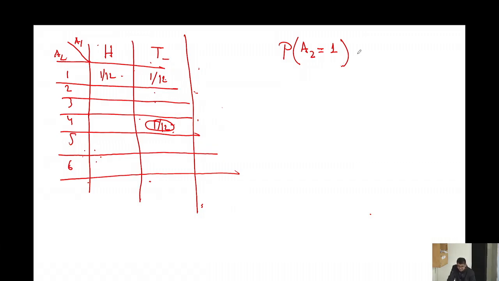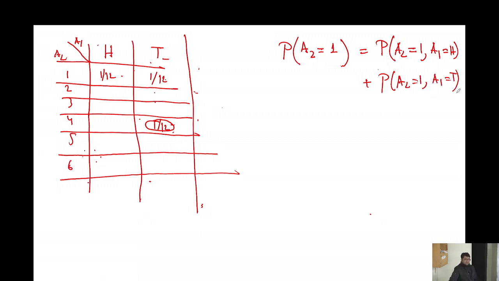From the sum law, this is equal to probability of A2 equal to 1, comma, A1 is equal to head, plus probability A2 equal to 1, comma, A1 is equal to tail, right? That is what the sum law is saying. Now, each of these right hand side quantities is equal to 1 by 12. 1 by 12 plus 1 by 12 is equal to 1 by 6. What is the probability of getting 1?